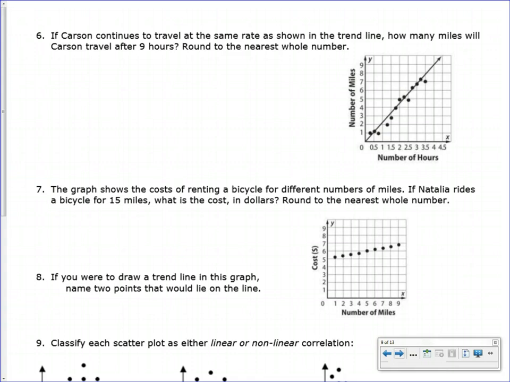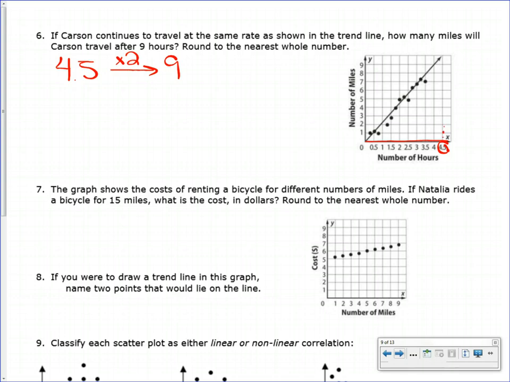Number 6. If Carson continues to travel at the same rate as shown in the trend line, how many miles will Carson travel after 9 hours? Round to the nearest whole number. So 9 isn't anywhere on our x-axis. Our x-axis goes up to 4.5. But I know that 4.5 goes into 9 twice. If I take 4.5 and I multiply by 2, I get 9.